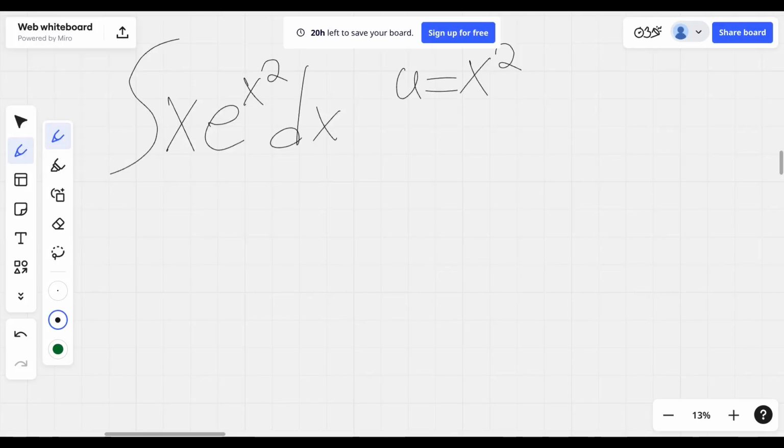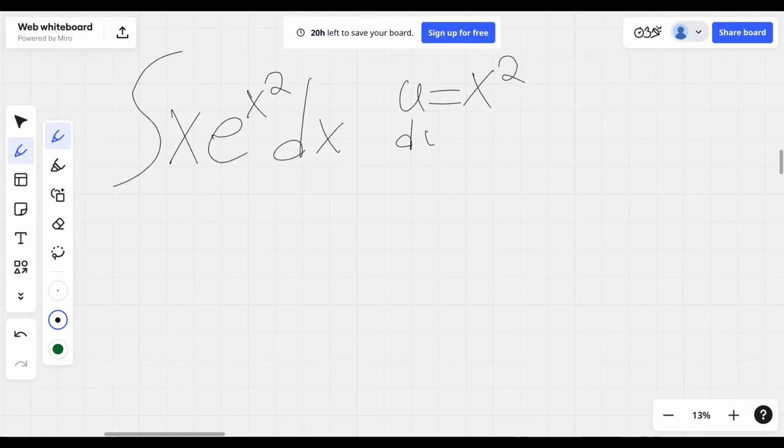And then we're going to differentiate that. So we're going to get du equals 2x dx. And then we have to put it in terms of dx. So dx equals du over 2x.